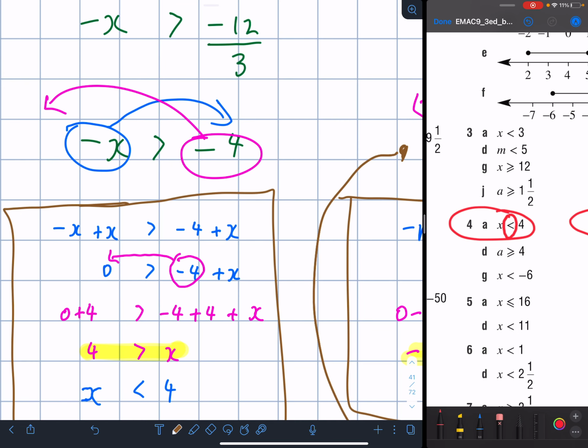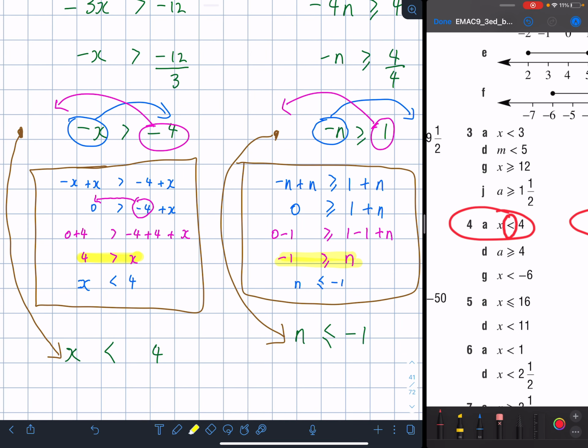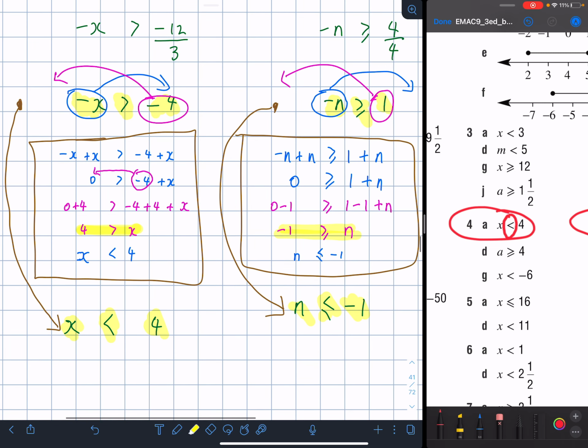So minus x becomes an x, greater than becomes a less than, minus 4 becomes a 4. So you're just changing the sign on all of them. Minus n becomes n, greater than or equal to becomes less than or equal to, and 1 becomes minus 1. Okay, so that's just skipping a few steps, but it will still give you the correct answer.